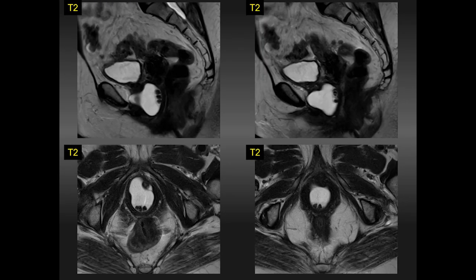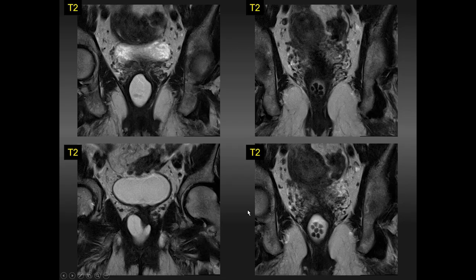Occasionally, you can get stone formation. So in this sagittal T2 weighted sequence, and on these axial images, you can see layering stones within a diverticulum. Here is the urethra again situated a little bit eccentrically. And this is the same patient on coronal showing the multiple diverticuli within this enlarged periurethral diverticulum.